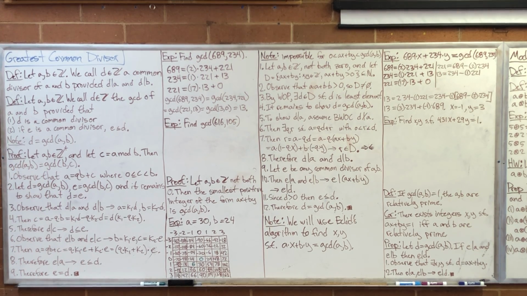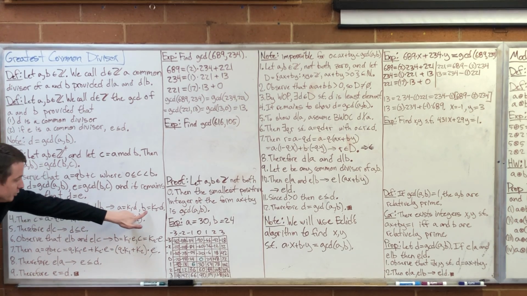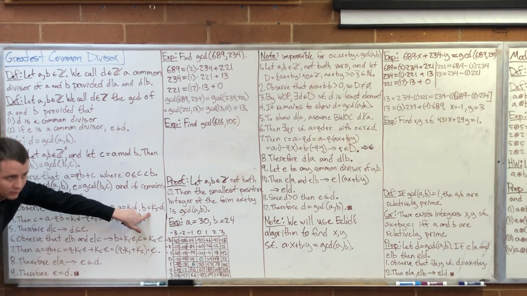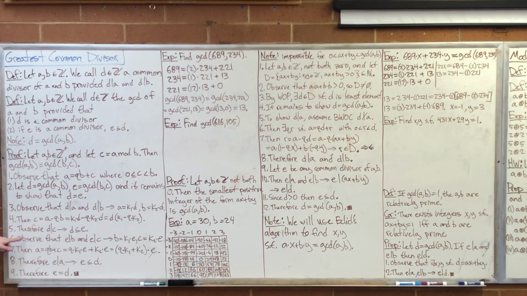Don't lose track of what we're trying to show. We're trying to show that D is less than or equal to E. So I need to bring E into this expression somehow. And E is related to C, so I need to bring the C in. So I know D divides A and D divides B, which means I can write A and B in terms of D. That's all I'm saying. Now, what do I know about C?